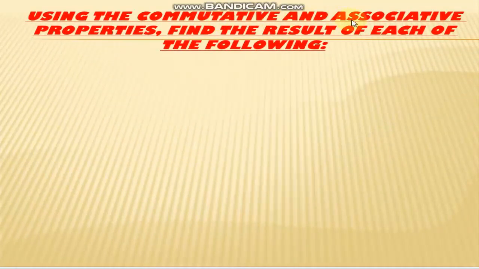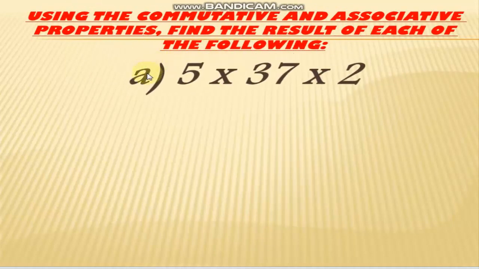Using the commutative and associative properties, find the result of each of the following. Letter A: 5 times 37 times 2. At first we write the numbers the same: 5 times 37 times 2.